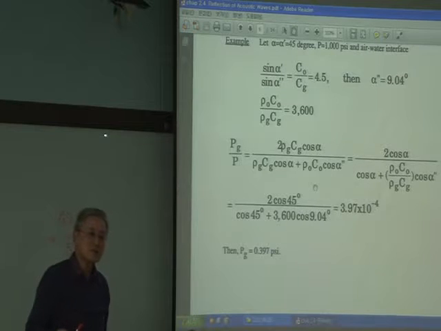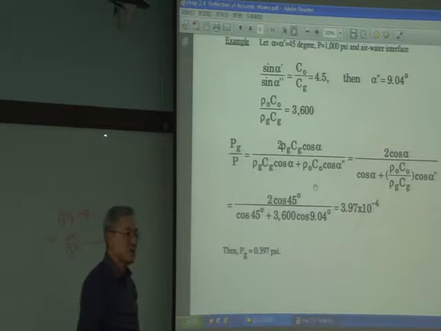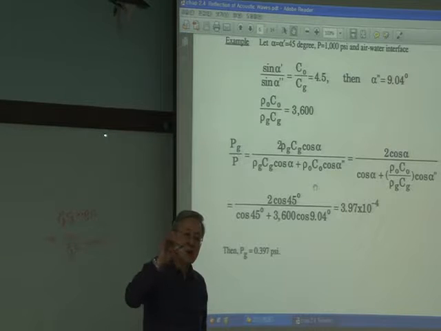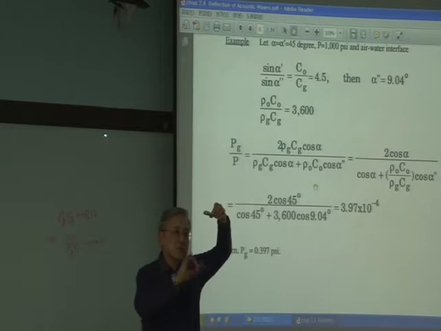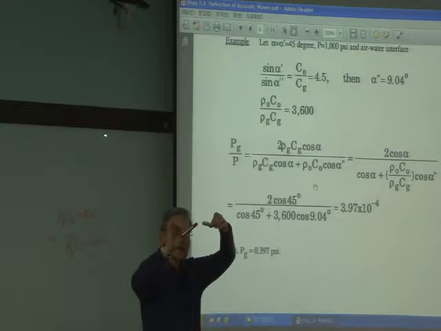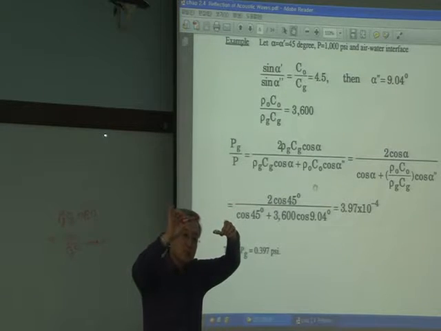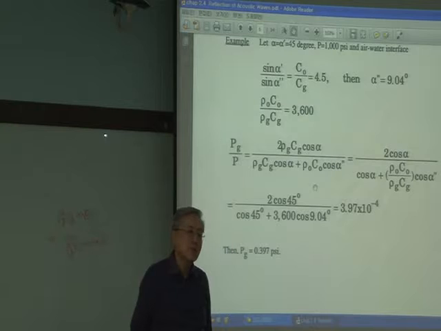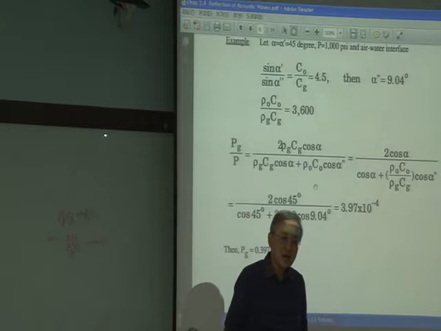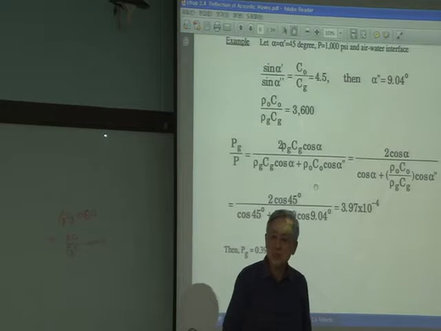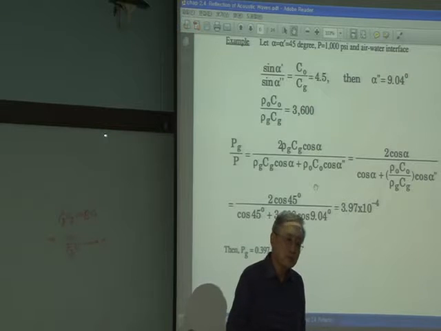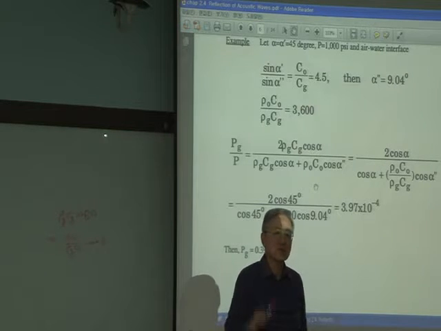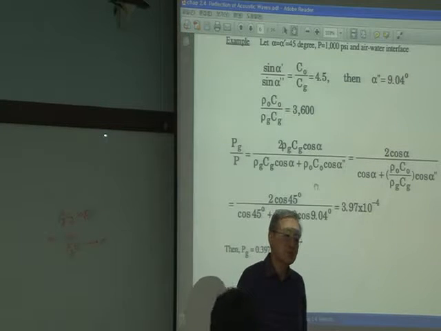You have 1,000 psi incident shock wave pressure coming to the free surface this way, then the amount of pressure escaping into the air is only 0.4 psi out of 1,000 psi. What's the air pressure? 1 bar, which is 14.7 psi. For 0.4 psi, you don't feel it. You do not feel the shock pressure escape into the air.